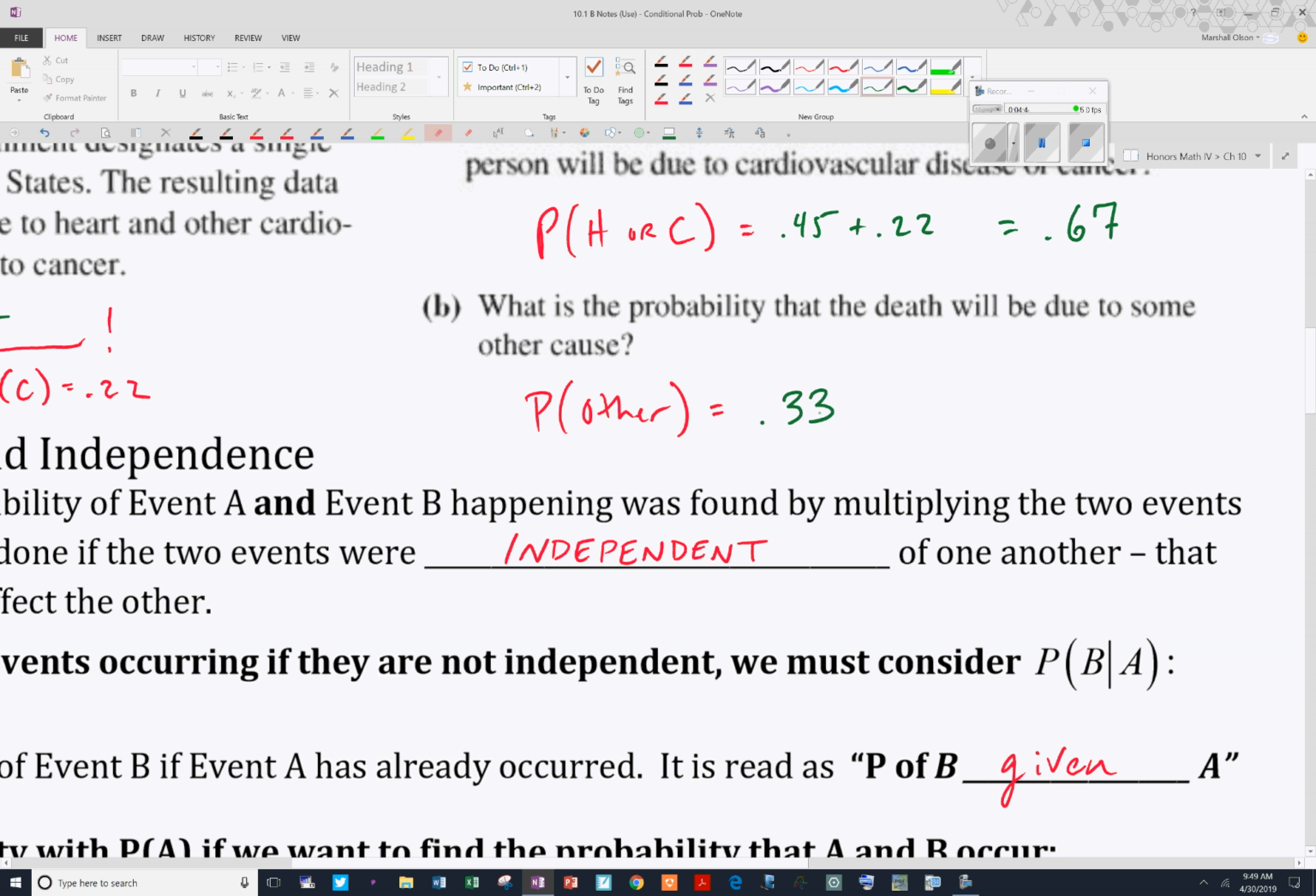0.33. Actually, let me write this. 1 minus 0.67 is 0.33. Why? What are these things? What do we call that? Complements. Okay? Dying from either cardiovascular or heart disease is the complement to dying with anything else.